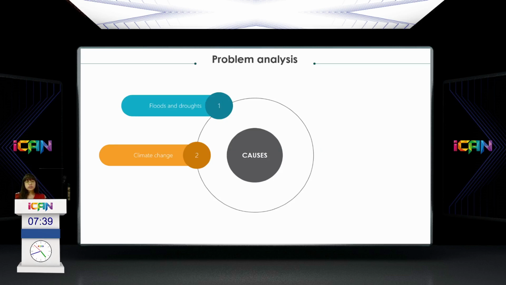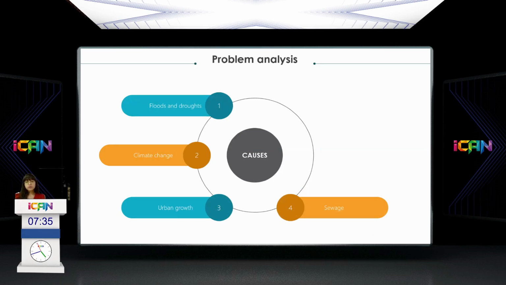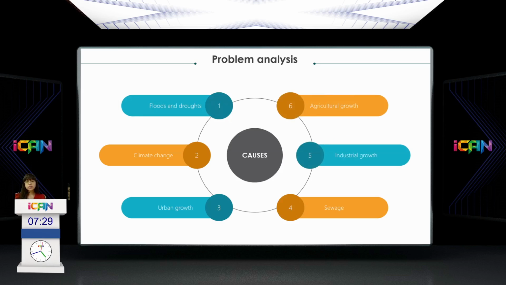Second is climate change. Third is urban coal. Fourth is sewage. Fifth is industrial coal. And sixth is the artificial coal.